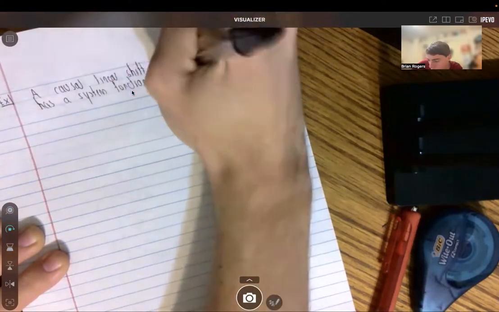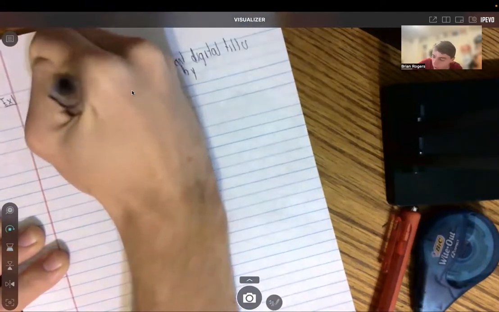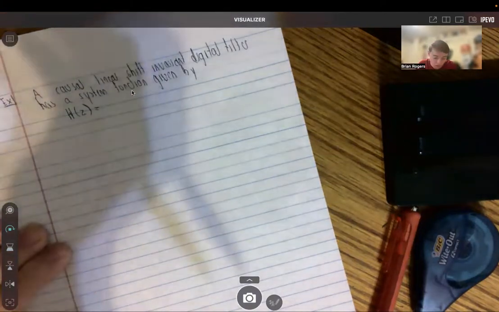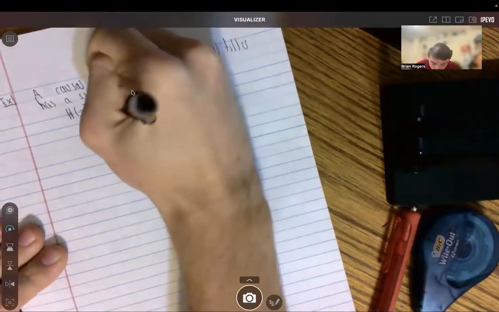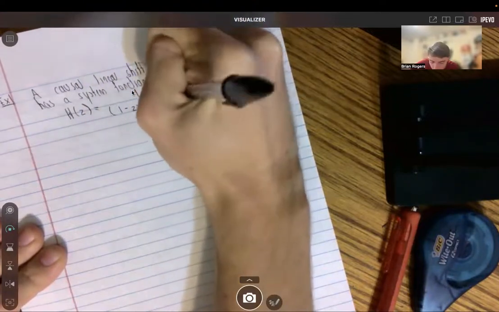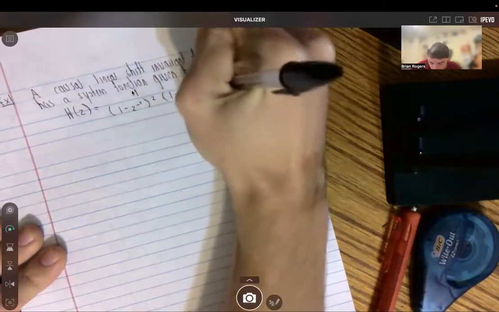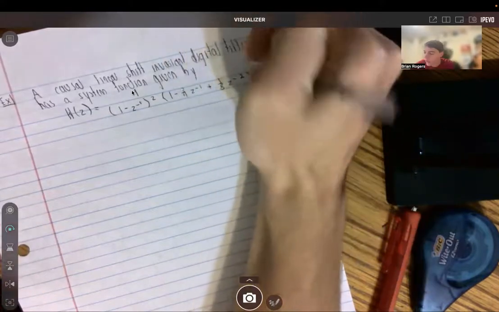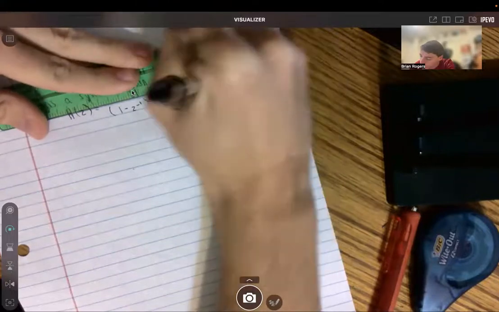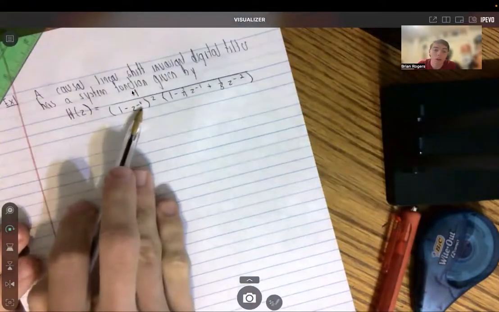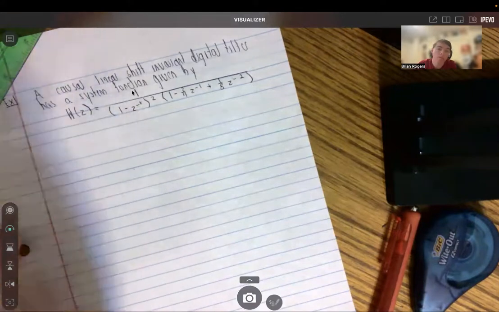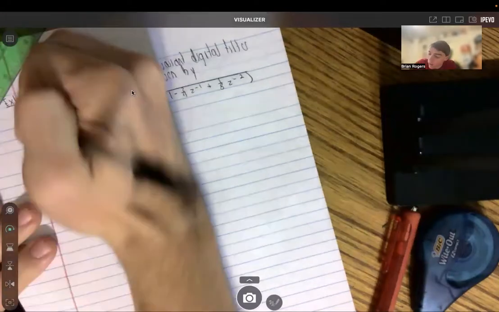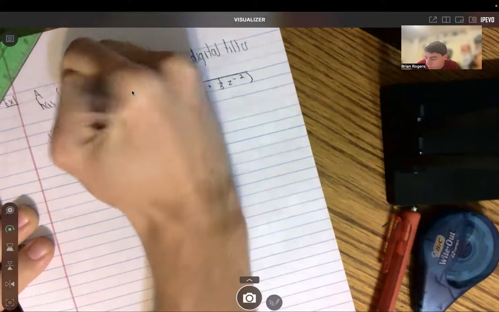and remember system functions are always in the H of Z. And remember, H of Z is what we use in order to determine our causality and stability of the system. So 1 over (1 minus Z to the -1) squared, times (1 minus 3/4 Z to the -1, plus 1/8 Z to the -2). Okay, so the big thing here is, remember, we have to determine where the poles lie in order to find out if it's stable or not, because they'll ask, is the system stable?